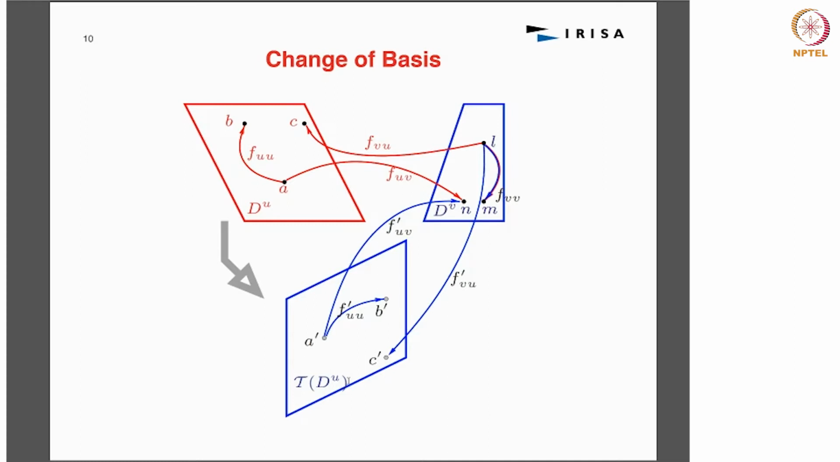Remember that simple rule? Wherever there is I, replace it by T, wherever there is J, replace it by T, or the expression that is the inverse mapping. Okay, so you can construct this T of D_U.